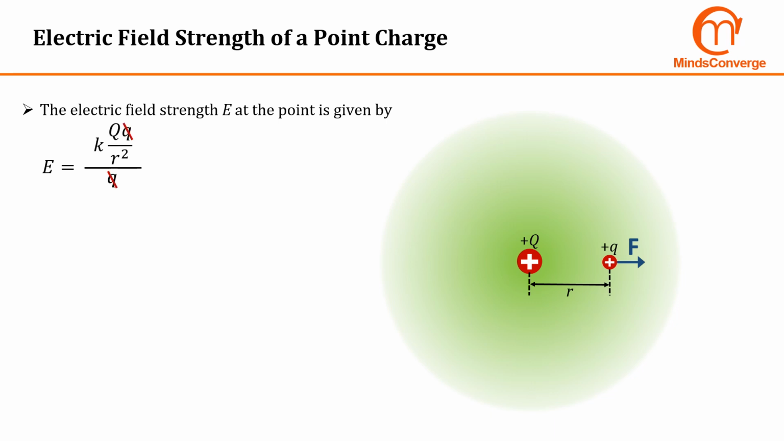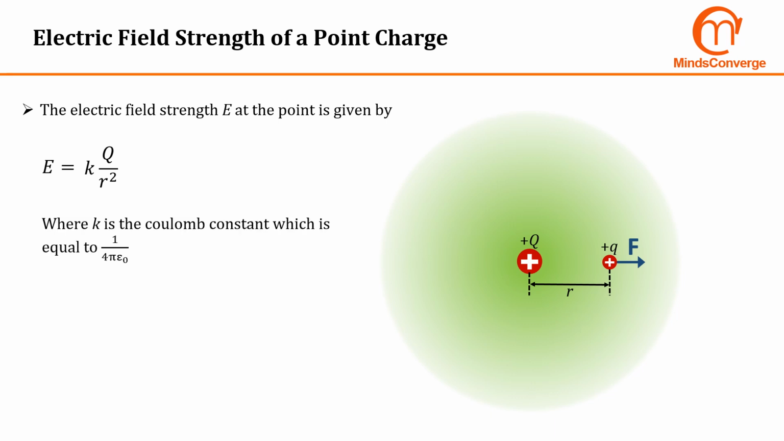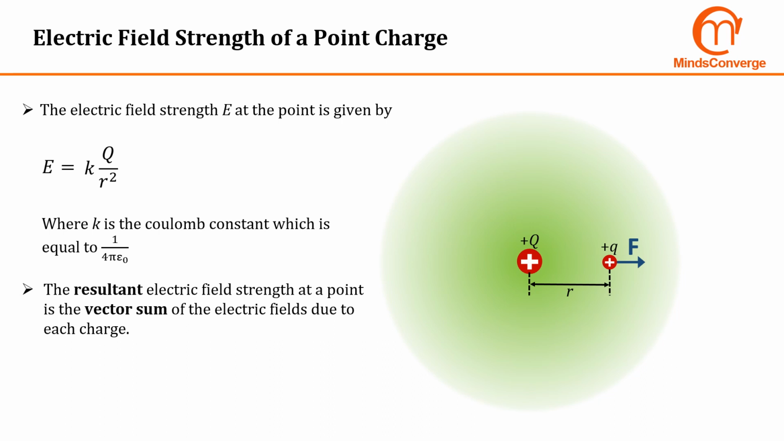Simplifying the equation, we get the magnitude of the electric field strength of a point charge, E equal to k times Q over r squared, where k is the Coulomb constant, which is equal to 1 over 4 pi epsilon 0. Electric field strength is a vector, so the resultant electric field strength at a point due to two or more point charges is the vector sum of the electric fields due to each charge.